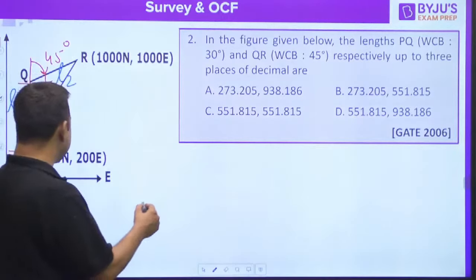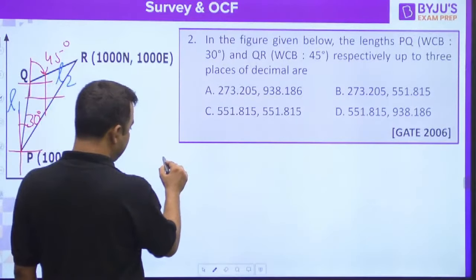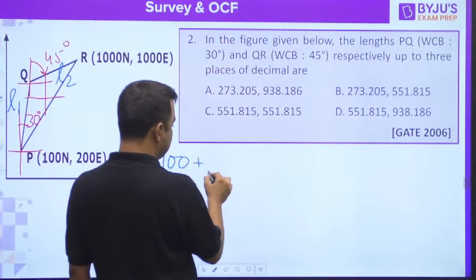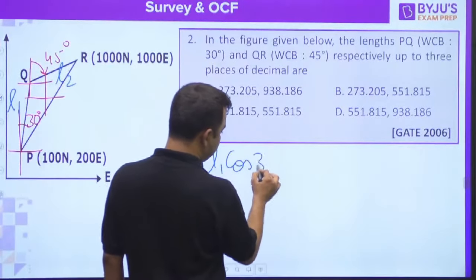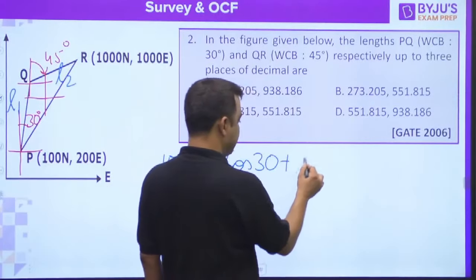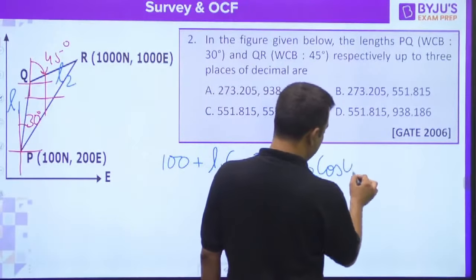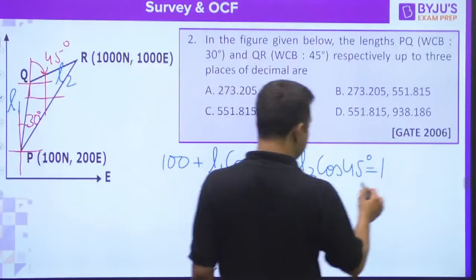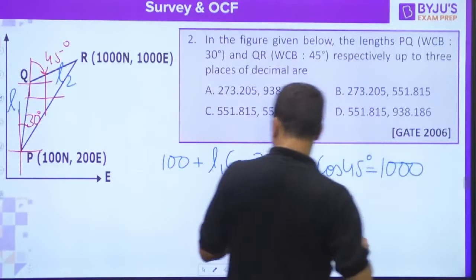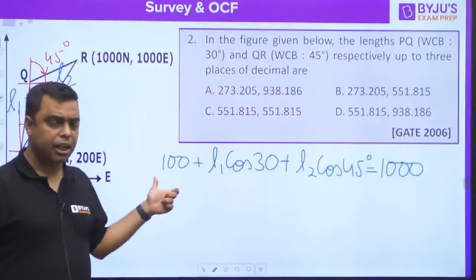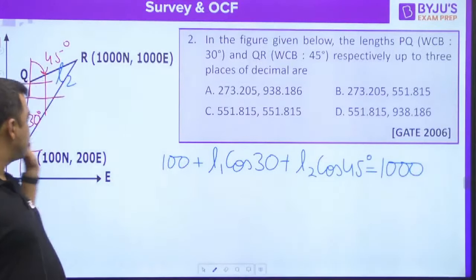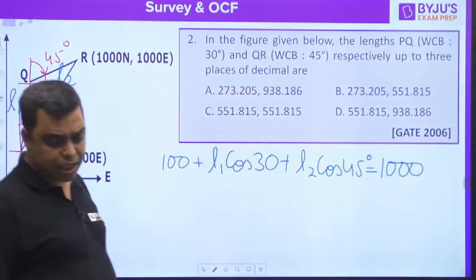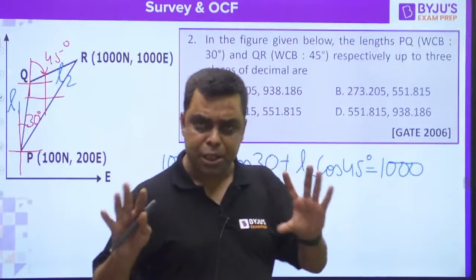So basically, can I write 1000 latitude plus L1 cos 30 plus L2 cos 45 is equal to 1000, right? Now over here there was 100 and over there is 1000. We have not done anything special, we have just added and reached here. We have used the basic principle, right?